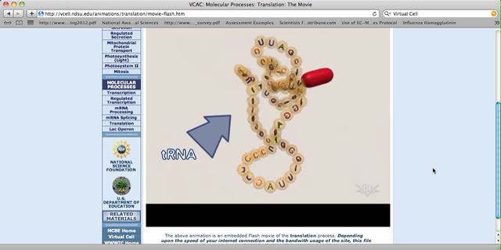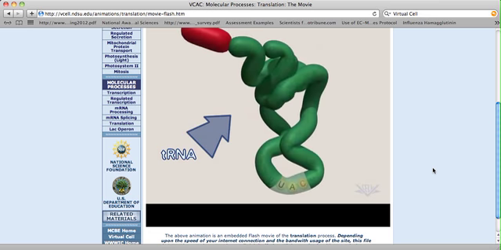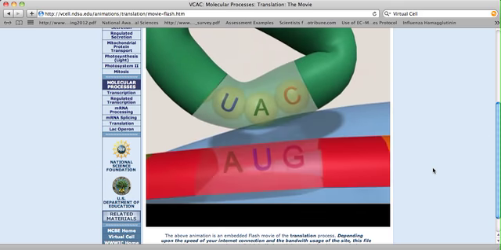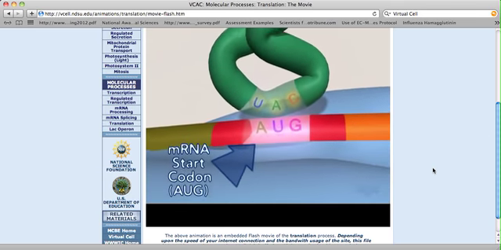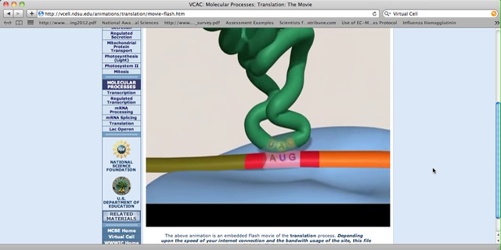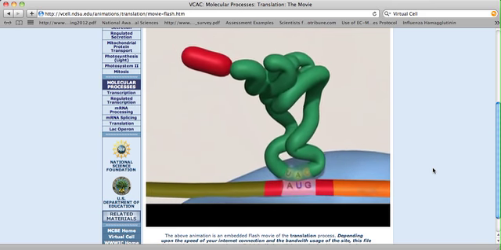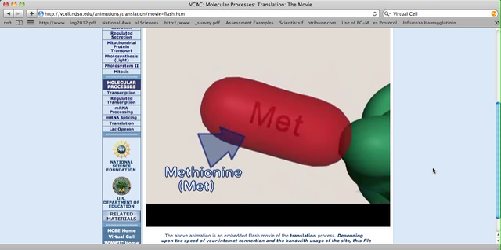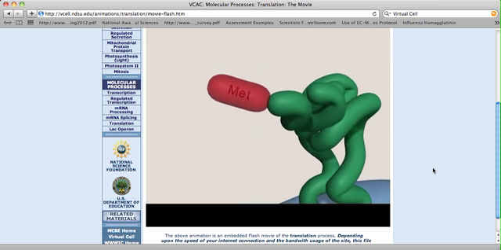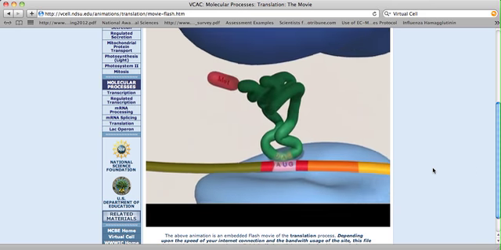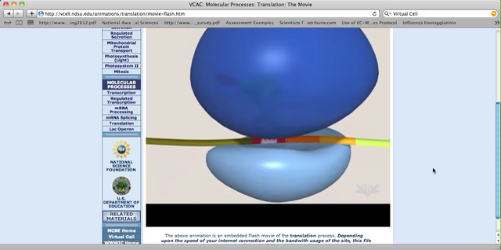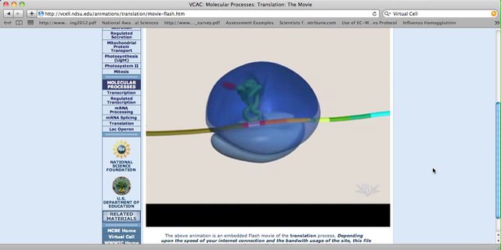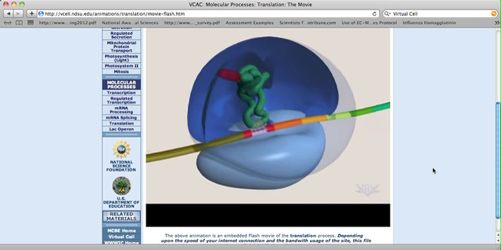tRNA is another key molecule. It contains an anticodon that is complementary to the mRNA codon to which it binds. The first mRNA codon is typically AUG. Attached to the end of the tRNA is the corresponding amino acid. Methionine corresponds to the AUG codon. And in prokaryotes, that would be N-formyl methionine. The large subunit of the ribosome now binds to create the peptidyl, or P site, and the aminoacyl, or A site.